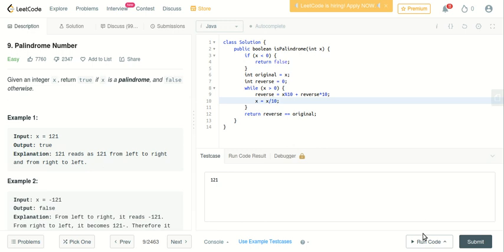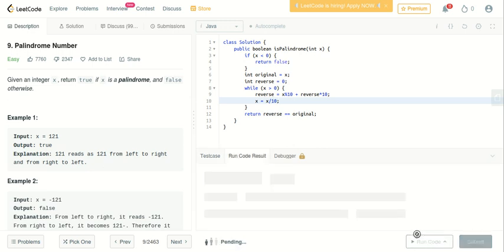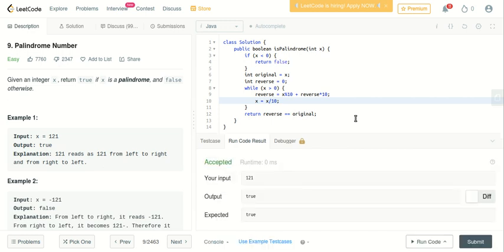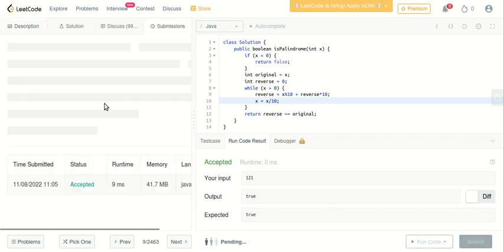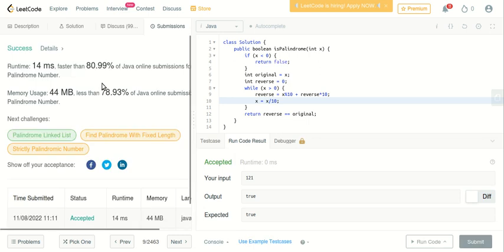Let's check it out. Let's run this code. Okay, this is accepted. Let's try to submit this. Okay, so it took 14 milliseconds, which is 80.99 percentile.